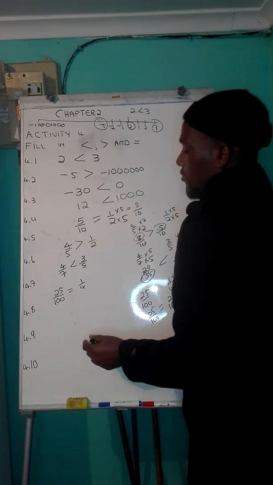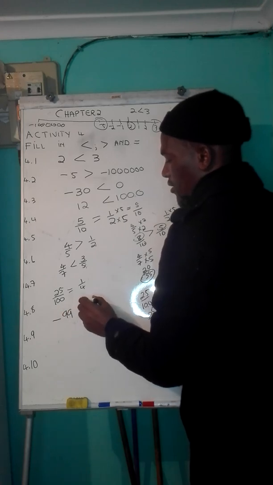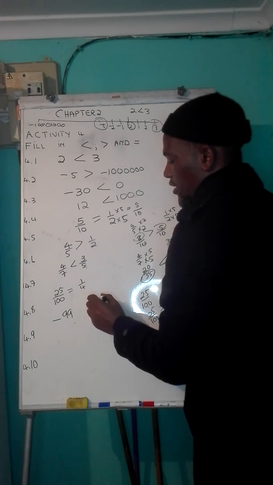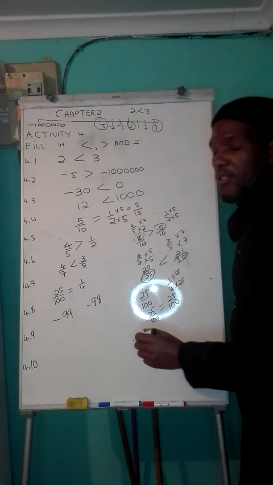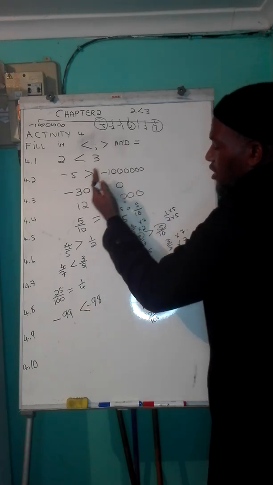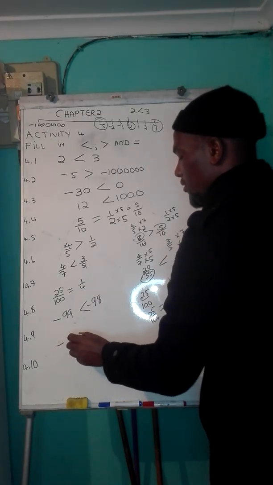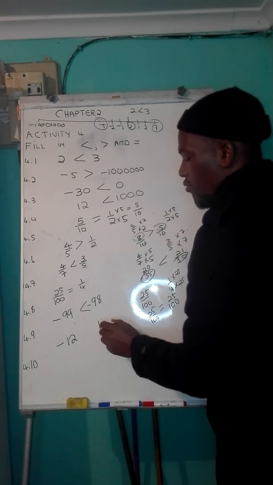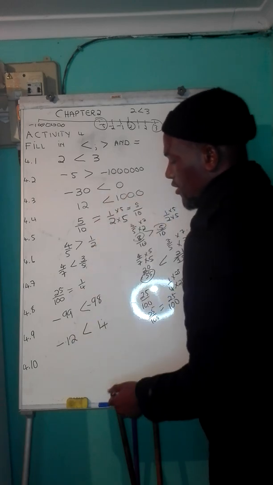Okay, now what is minus 99 and minus 98? Which one is big? Minus 98 is big, because minus 98 will be on the right hand side, and minus 99 will be on the left hand side. Okay, minus 12 and 4. A positive number is always bigger than a negative number. It's always on the right hand side. So there you go.